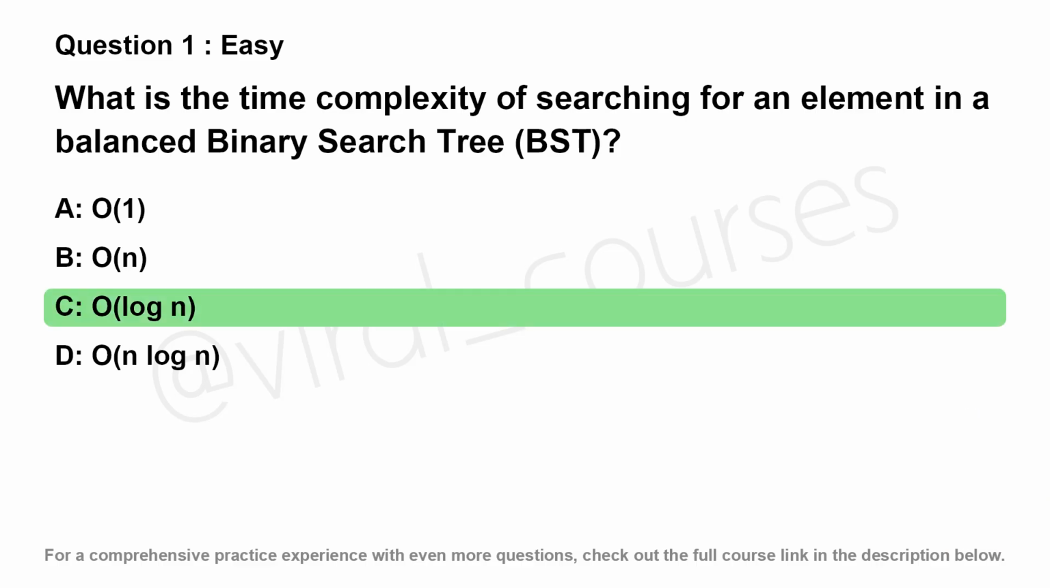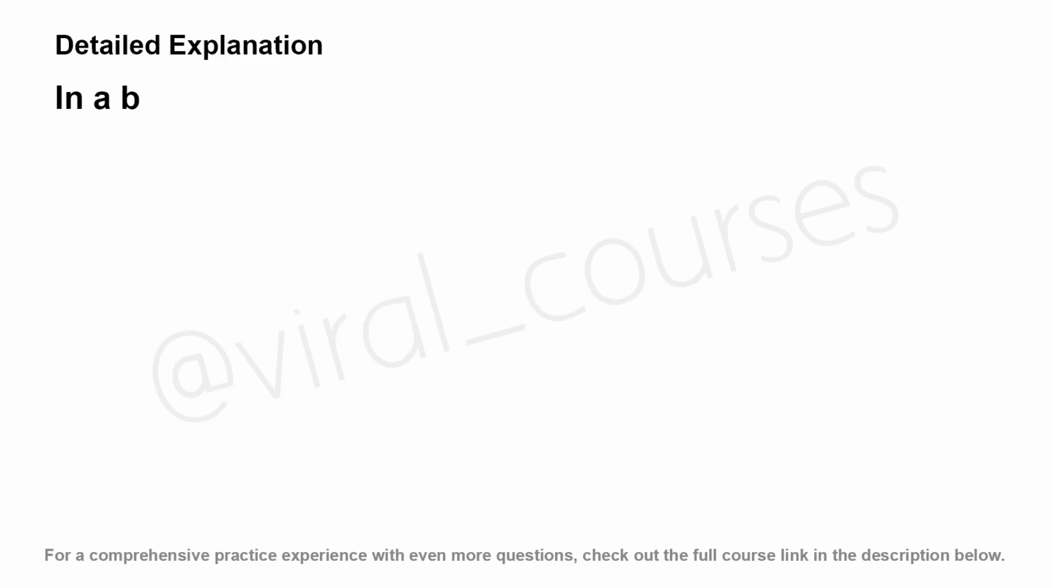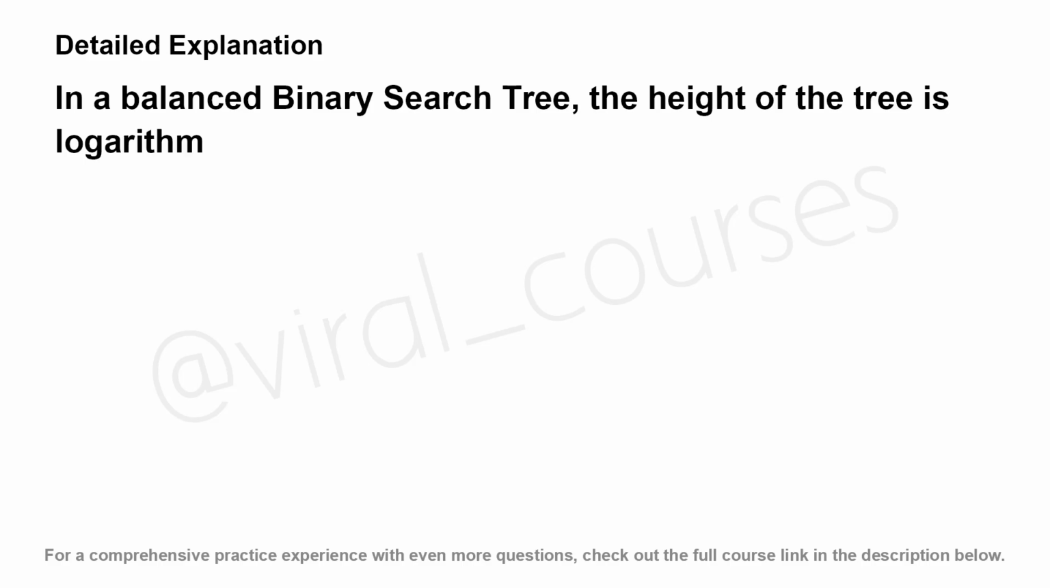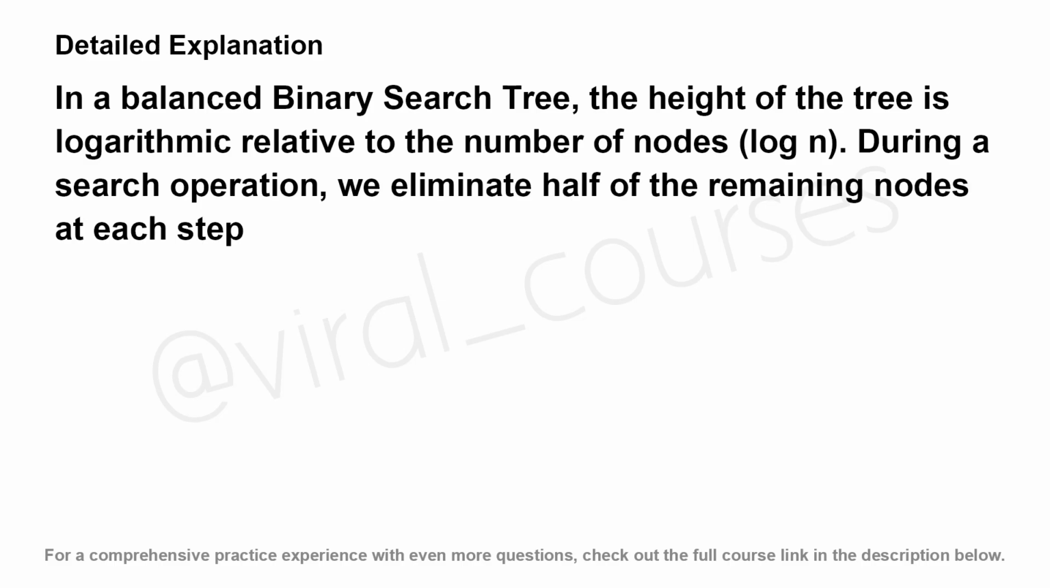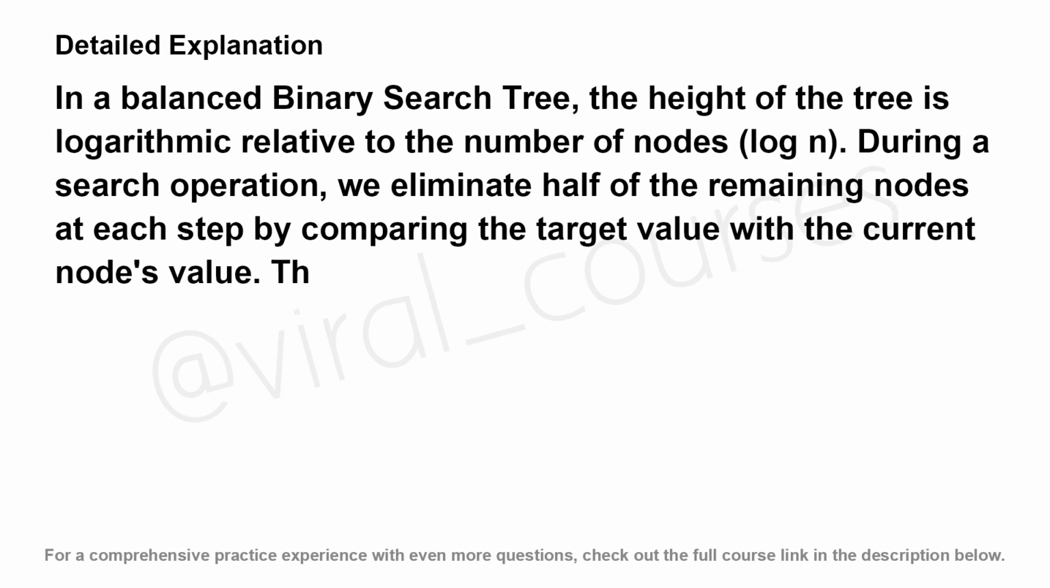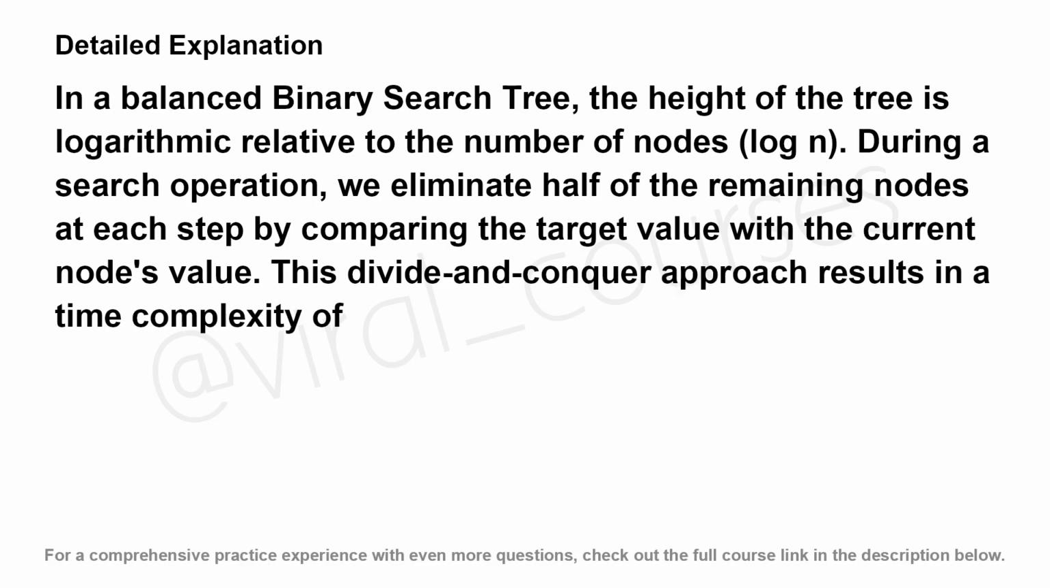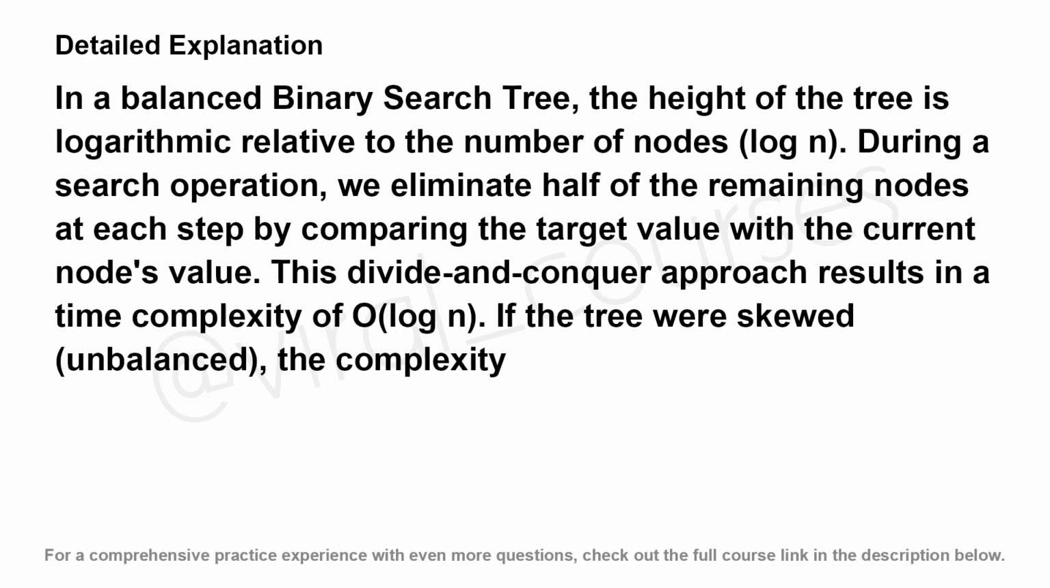The correct answer is C. In a balanced binary search tree, the height of the tree is logarithmic relative to the number of nodes, log n. During a search operation, we eliminate half of the remaining nodes at each step by comparing the target value with the current node's value. This divide and conquer approach results in a time complexity of O(log n). If the tree were skewed, unbalanced, the complexity could degrade to O(n).